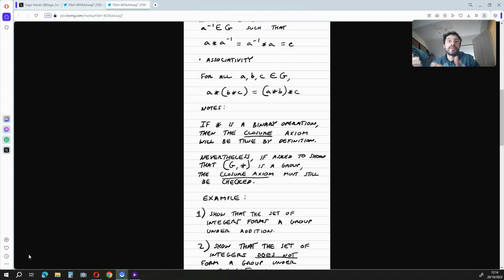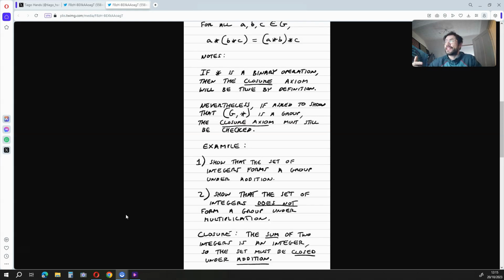Now, there are a couple of crucial things to know. If asterisk is a binary operation, then the closure axiom will be true by definition. Nevertheless, if asked to show that (G, asterisk) is a group, the closure axiom must still be checked.